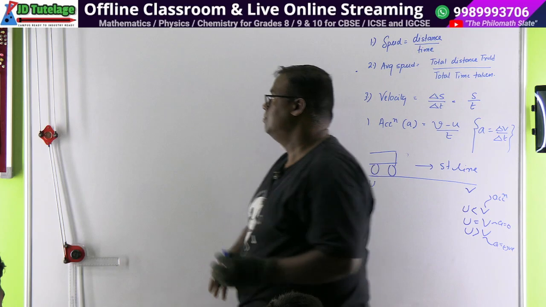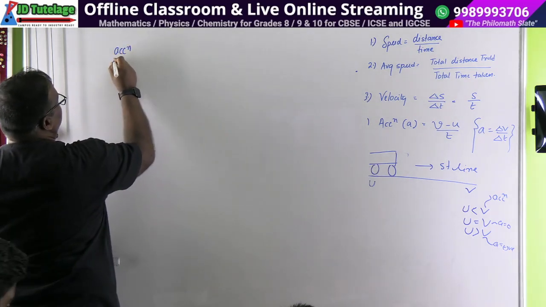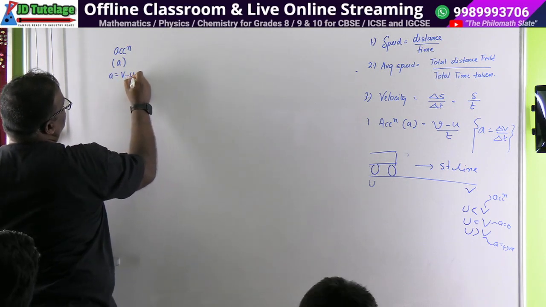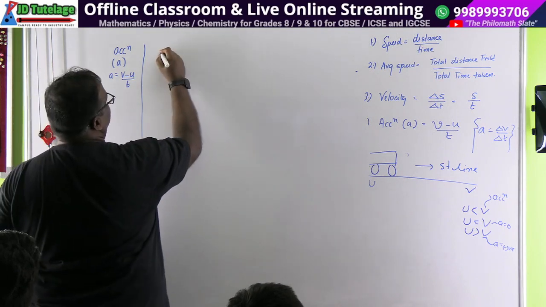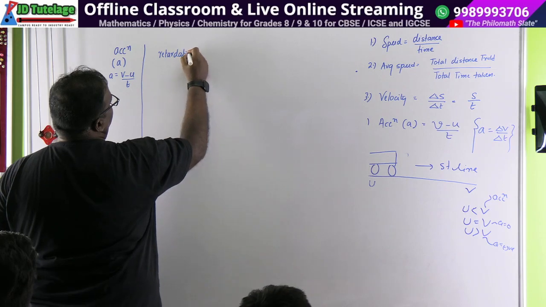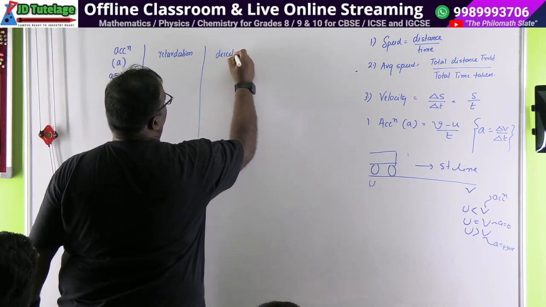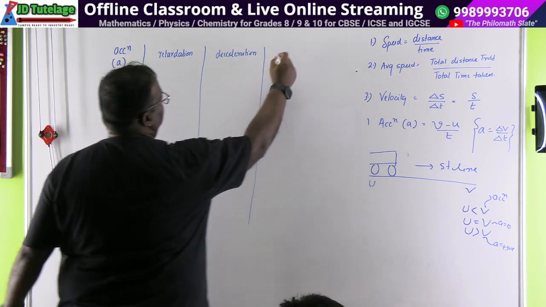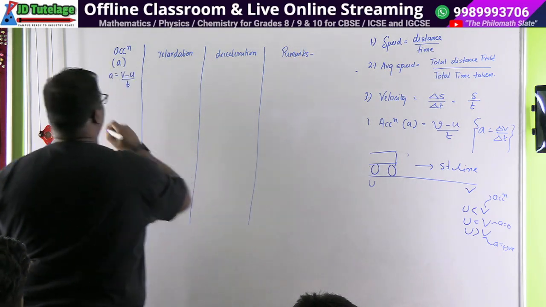Okay, let's see. Acceleration, to be read in physics as a, is a equal to v minus u by t. This is the mathematics, and here we write retardation, and here we write deceleration, and here we write remarks so that we understand it.